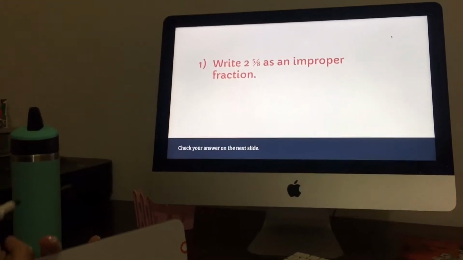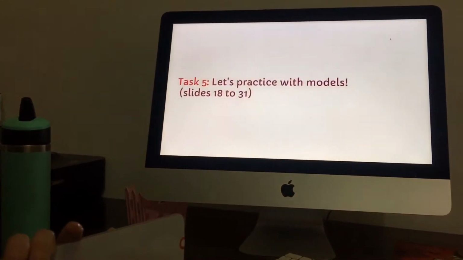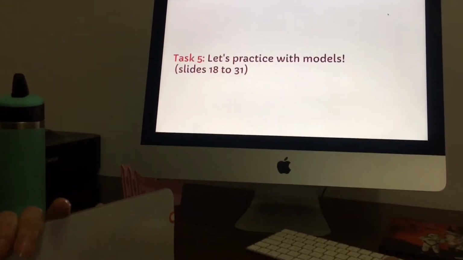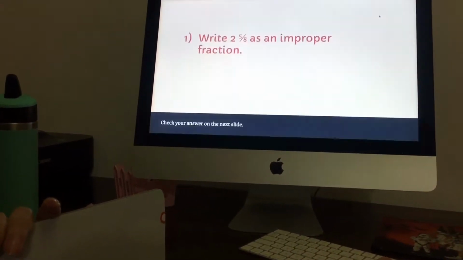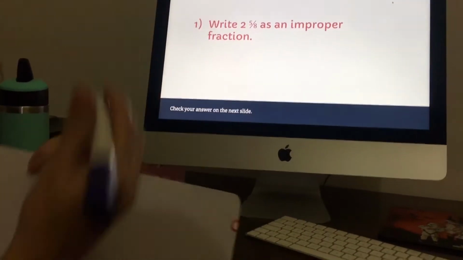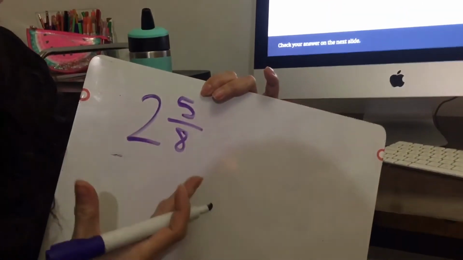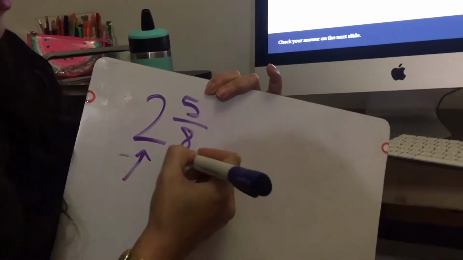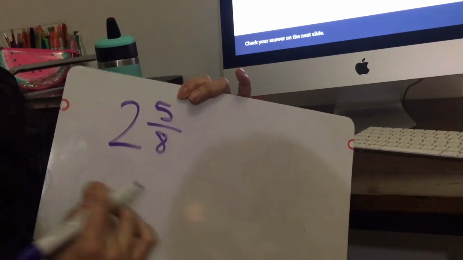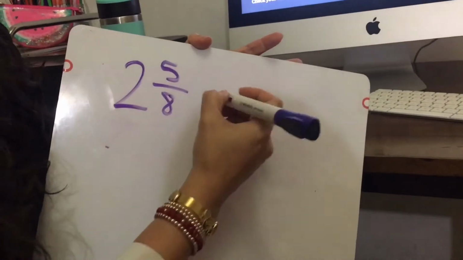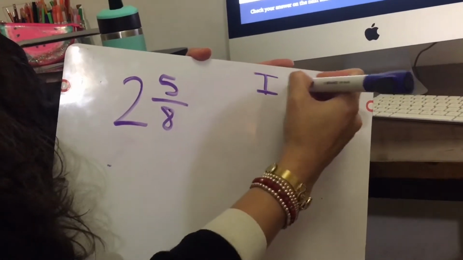Okay, guys, so for the next slides, slides 18 to 31, we're going to practice with models, okay? Let's begin. 2 and 5/8. This is a mixed number because I have my whole number and my fraction as well. It's a combination of both. I need to convert it into an improper fraction.